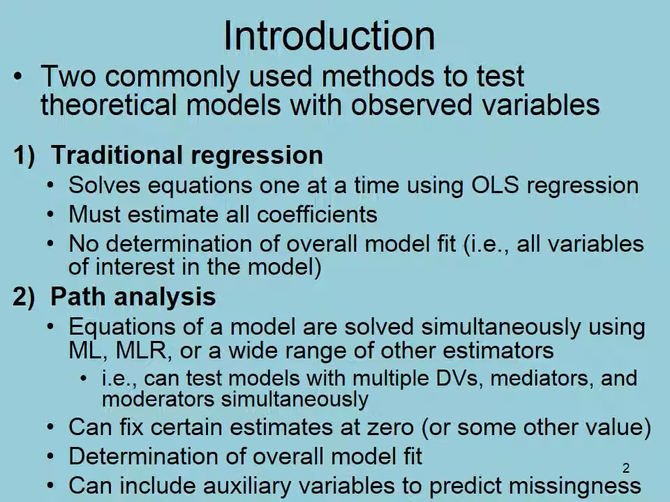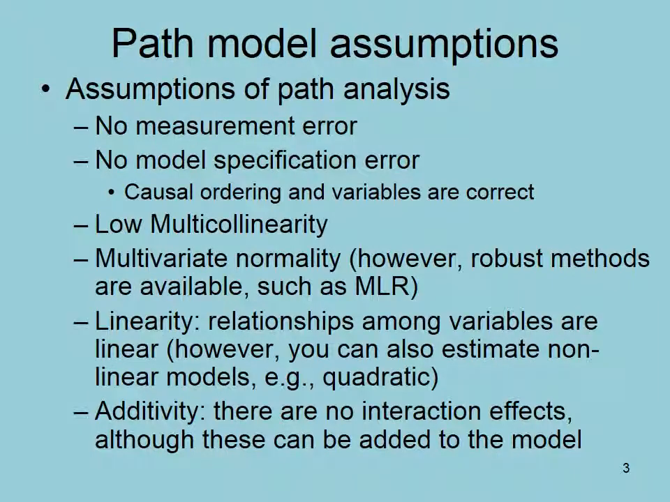The last great thing about using path analysis is you can easily incorporate what are called auxiliary variables to predict missingness. Remember, whenever you're using path analysis or SEM in Mplus, your data are going to be estimated using some form of FIML, which is full information maximum likelihood. It's important to remember that path analysis and regression are very similar types of models, as you'll see later.